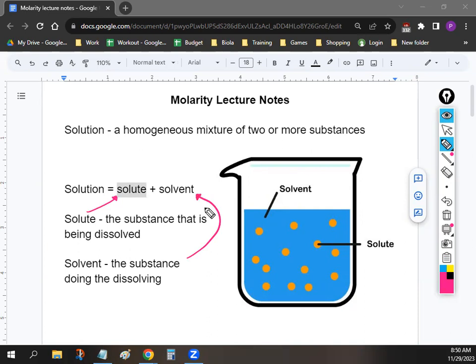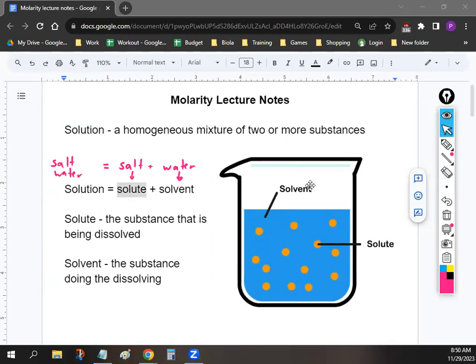Okay, so an easy way to think about this, a common solution that you guys might be familiar with is salt water, right? Salt water is made out of two things. The thing that's being dissolved is going to be your salt, so that's going to be your solute. And the thing that's doing the dissolving is water. It's basically whatever you have the most of, and so that'll be your solvent. So that's an easy way to distinguish between the three definitions that we'll need for this unit.